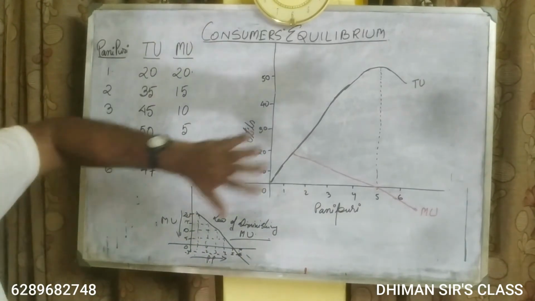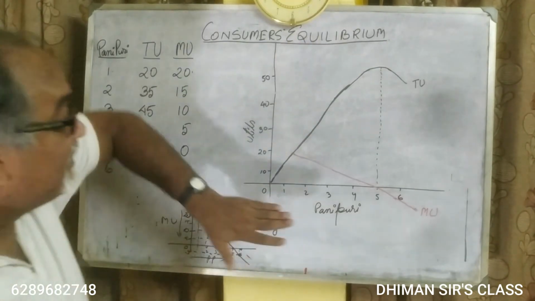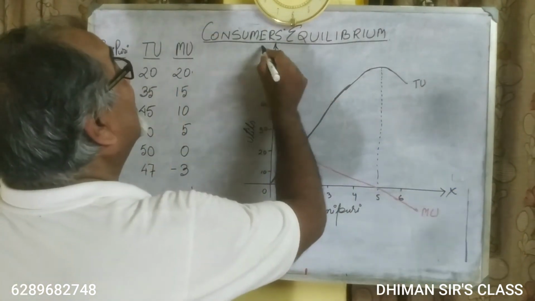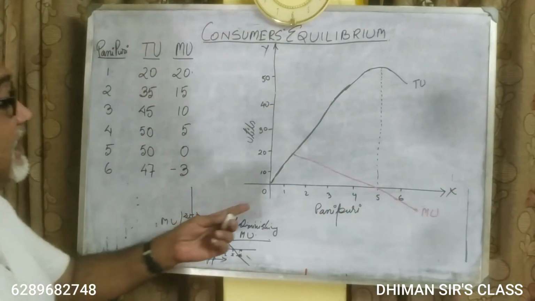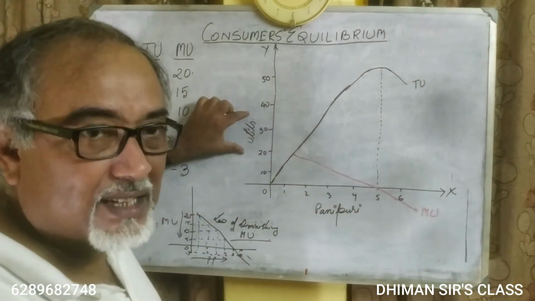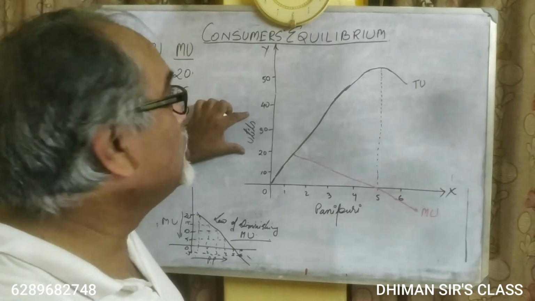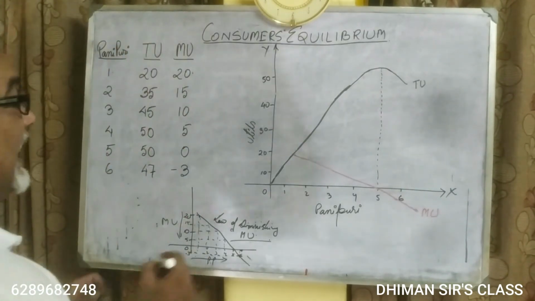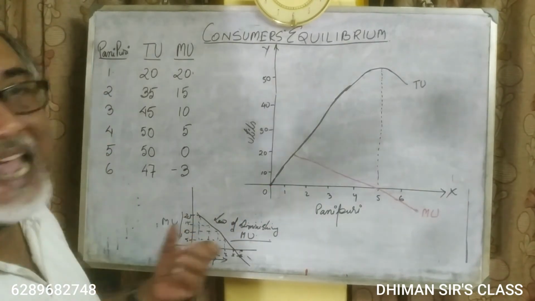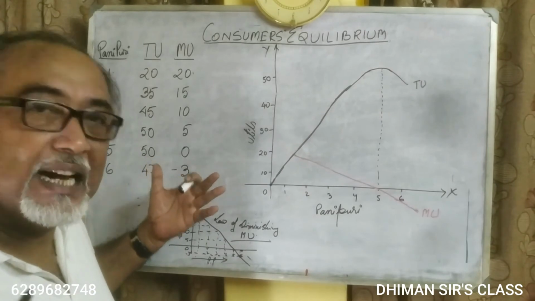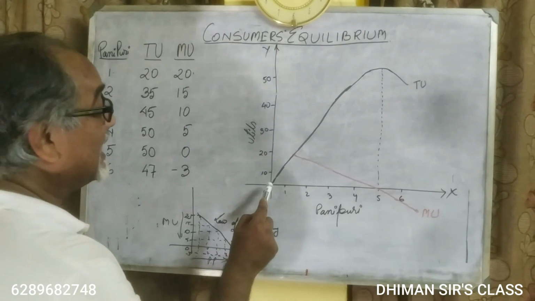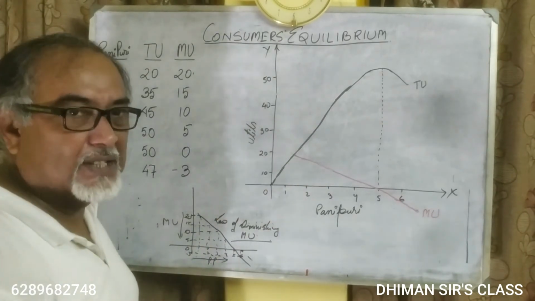Okay, now let's come to this graph. Now see, this is x-axis and this is y-axis, and this pani puri and this is utils. What do we mean by utils? The unit of measuring utility. Now see, when I didn't consume anything, naturally I didn't get any satisfaction also. So I am at this point of origin. Means no consumption, no satisfaction.